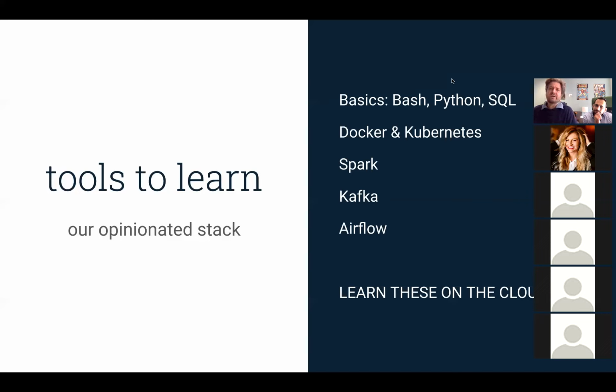Spark is a highly parallel data processing engine. It's another open source project that exists in some ways independently of the cloud, but now all the major cloud vendors have their own version of it.